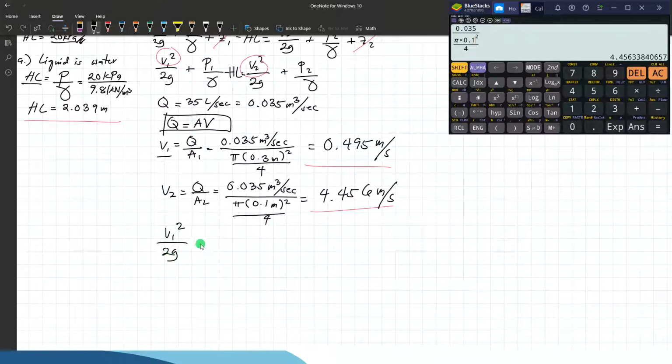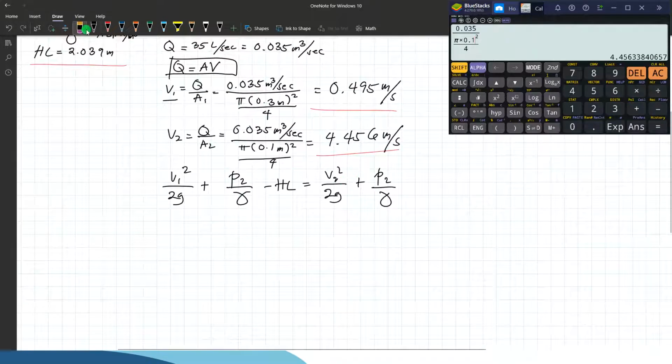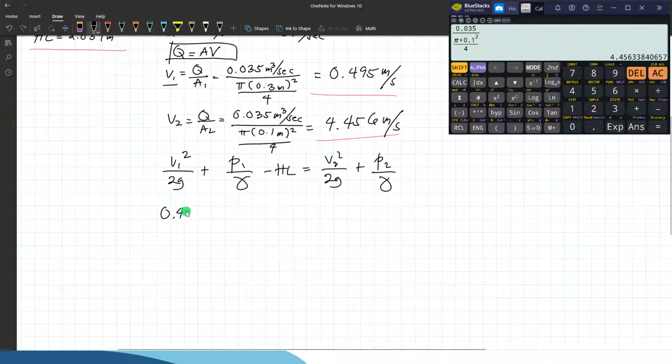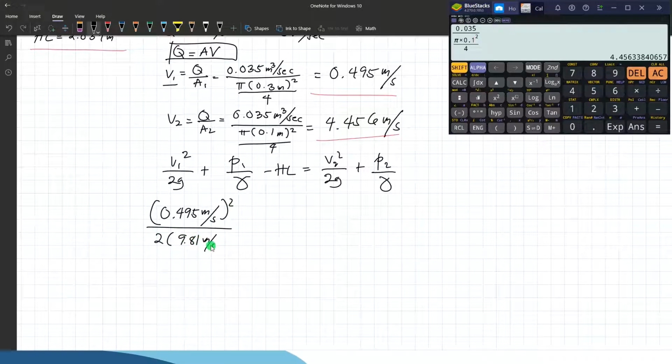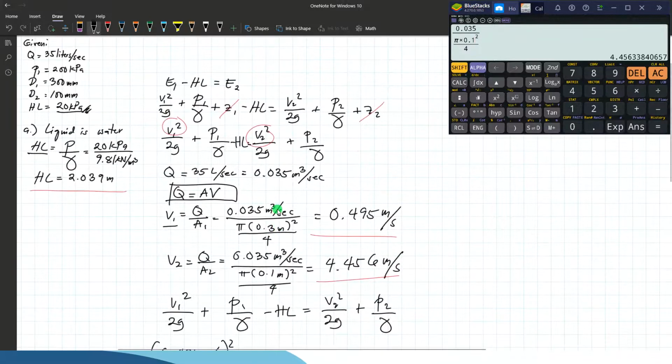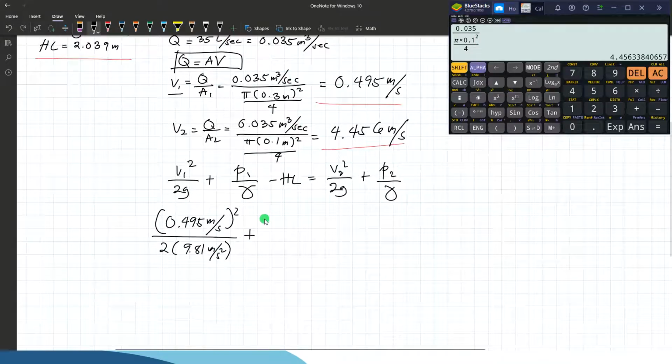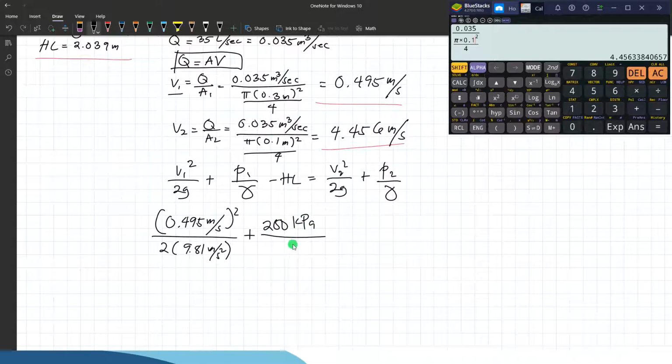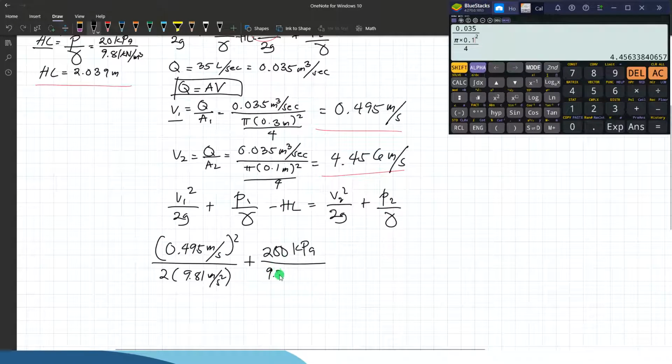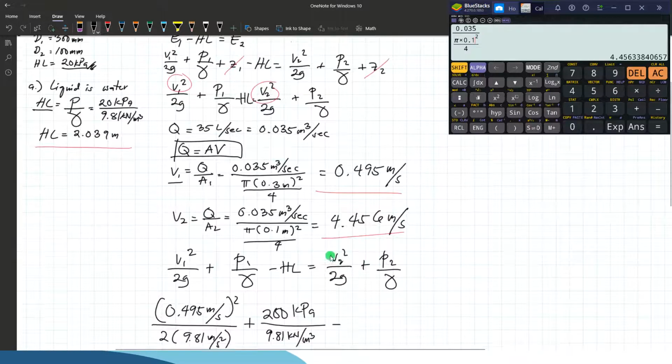V1 squared over 2g plus P1 over gamma minus head loss equals V2 squared over 2g plus P2 over gamma. Let's substitute. V1 is 0.495 meters per second, raised to 2, divided by 2g, 2 times 9.81 meters per second squared, added to the pressure at point 1, which is 200 kilopascal, or 200 kilonewtons per square meter, divided by the unit weight of the fluid. We have water, so we use 9.81 kilonewtons per cubic meter, minus the computed head loss.